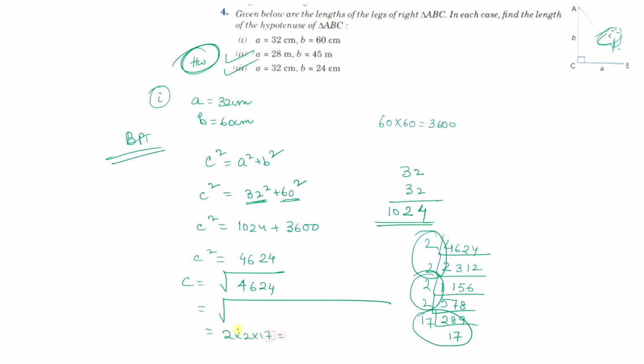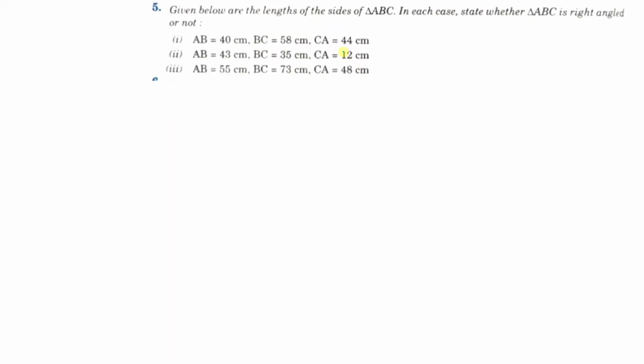You will write all these things here: 2 into 2 into 2 into 2 into 17 into 17. So the answer is 2 to the 4, 17, 4 is 68 centimeter. So the value of C, or the value of the hypotenuse, is 68 centimeter. So in this way you will try to solve these other two sums of number 4. Okay. In number 5, the length of three sides of a triangle is given, and you have to find whether the triangle is right angled or not.